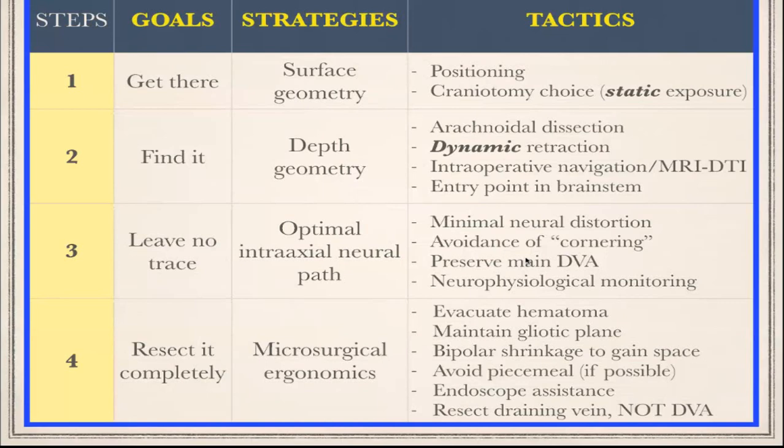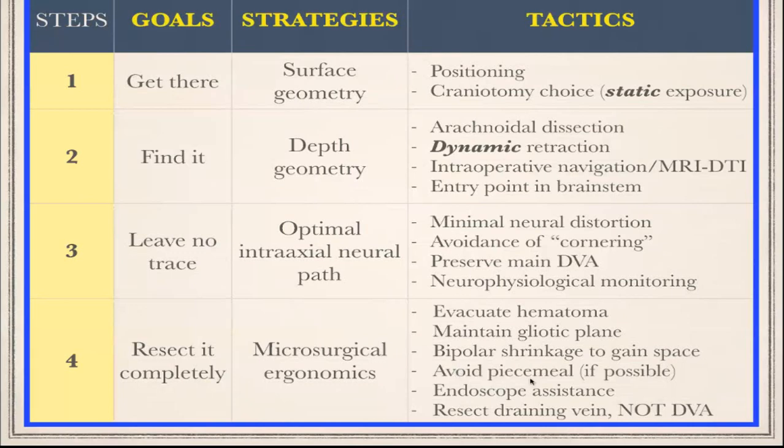You do want to preserve the main developmental venous anomaly, if there is one. And of course, you're going to do neurophysiological monitoring. Now, you're in there. How do you resect it completely? Evacuate the hematoma if there is one. First of all, find it, and then maintain the gliotic plane. If you're running out of room, use your bipolar to shrink some parts of the cavernoma to gain space.